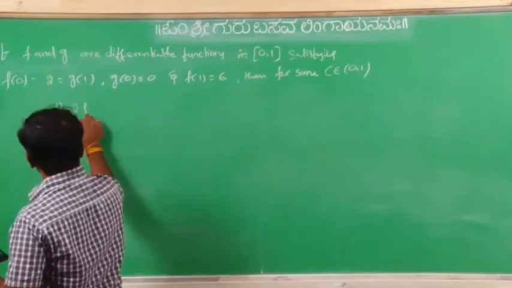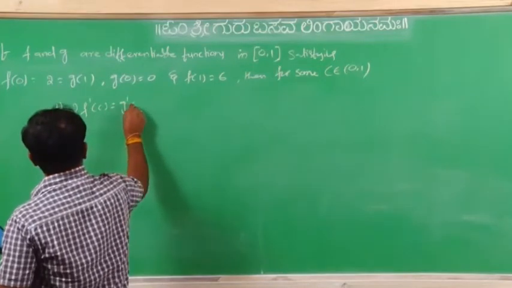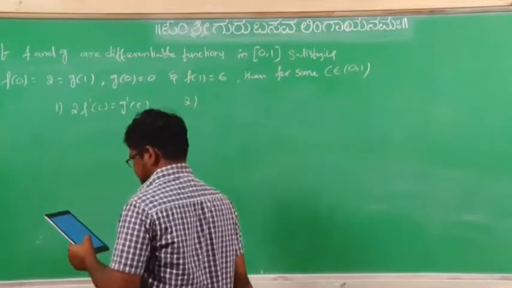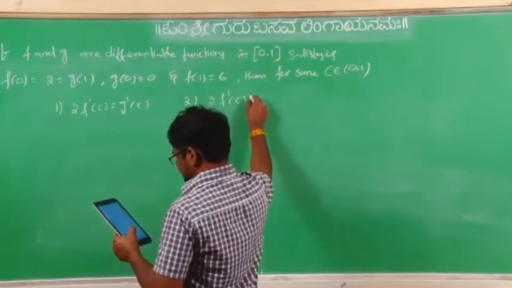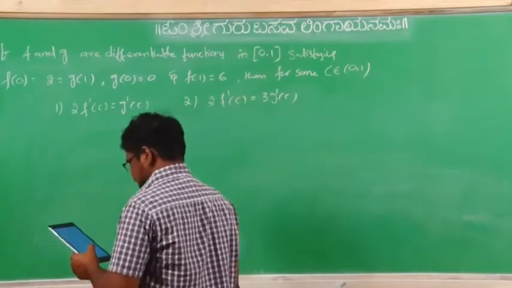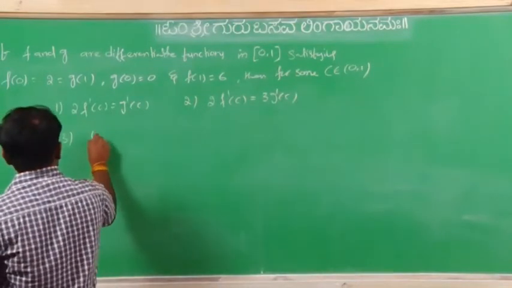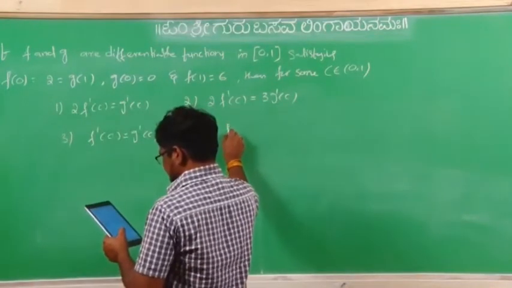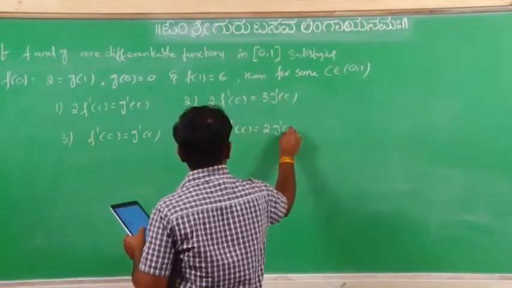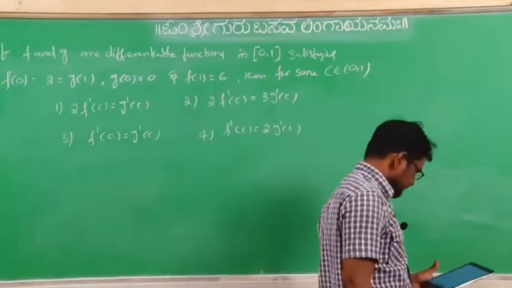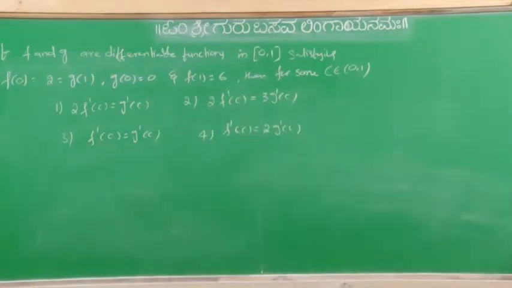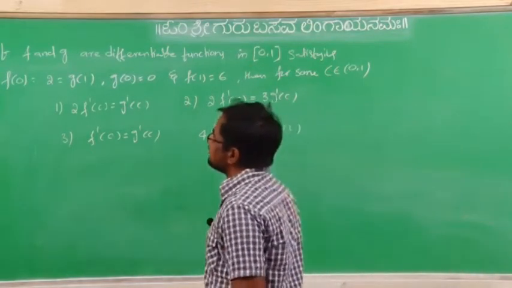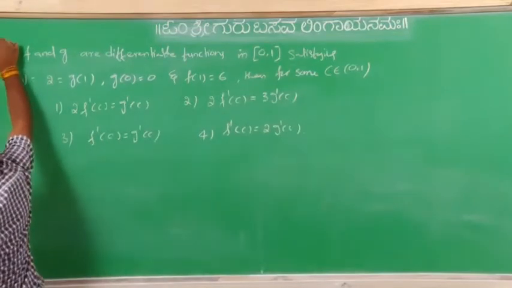here the first option is 2 f dash of c equal to g dash of c, the second is 2 f dash of c equal to 3 into g dash of c, the third is f dash of c equal to g dash of c, and the fourth is f dash of c equal to 2 into g dash of c. So this is a previous JEE problem.